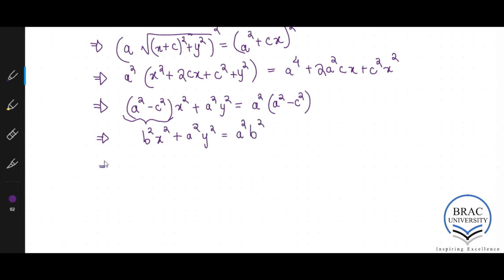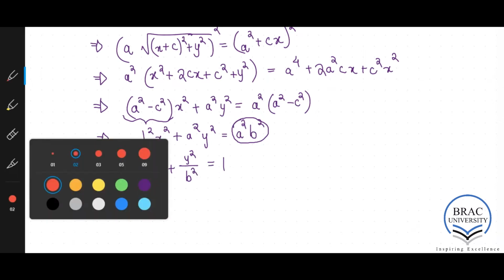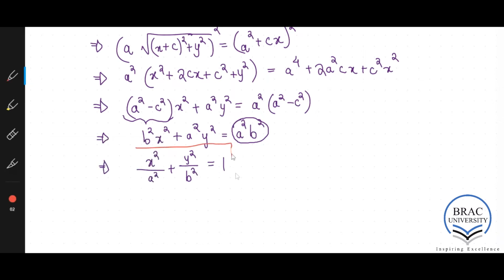So we come across this, and finally, if you divide both sides by this quantity, a squared b squared, so if you divide all the terms by a squared b squared, you would be left with x squared over a squared plus y squared over b squared is equal to 1. And this is our standard form of the ellipse, which is centered at the origin, right? So standard form.